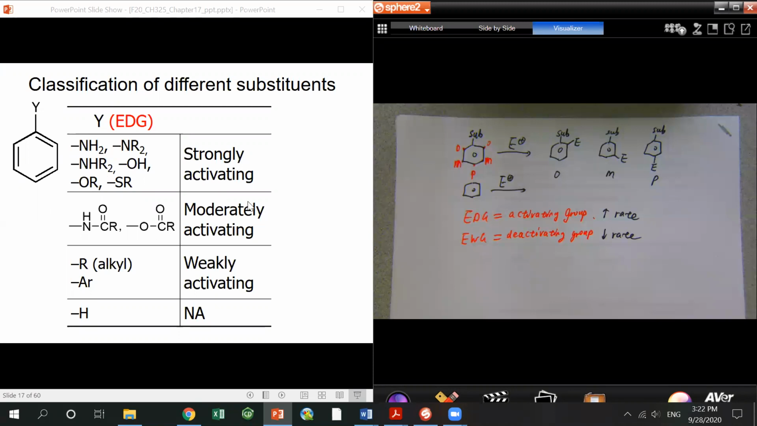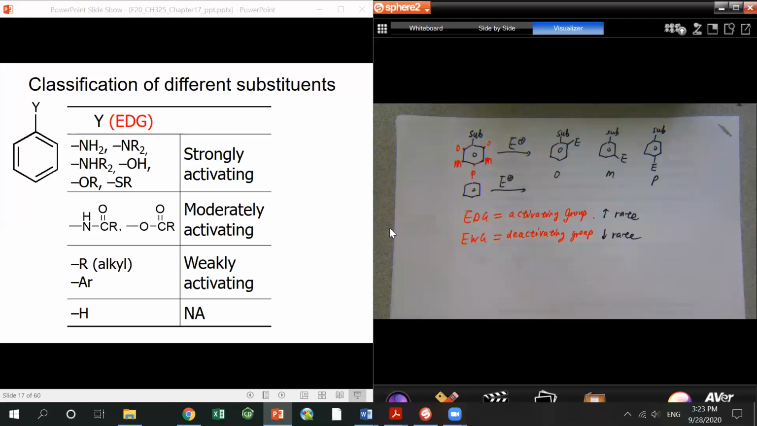The next category is the moderately activating group, pretty much amide and ester. Keep in mind, you have to make sure that for amide and ester, the nitrogen or oxygen is attached to the benzene ring, not the other part. Because there is a carbonyl group attached, the nitrogen and oxygen are not such strong electron donors compared to category one. So you have to memorize this chart. That's the key knowledge for this chapter.